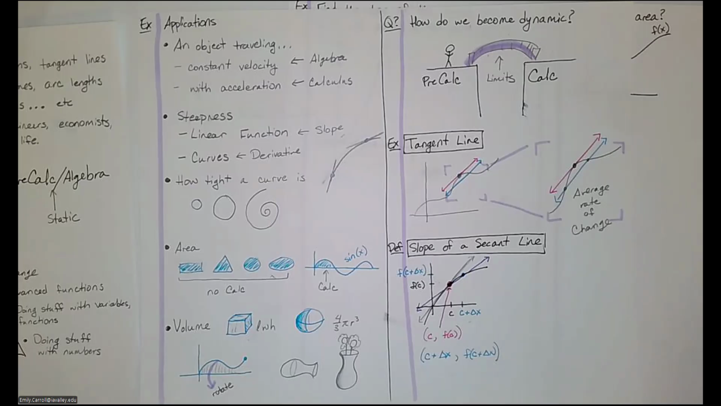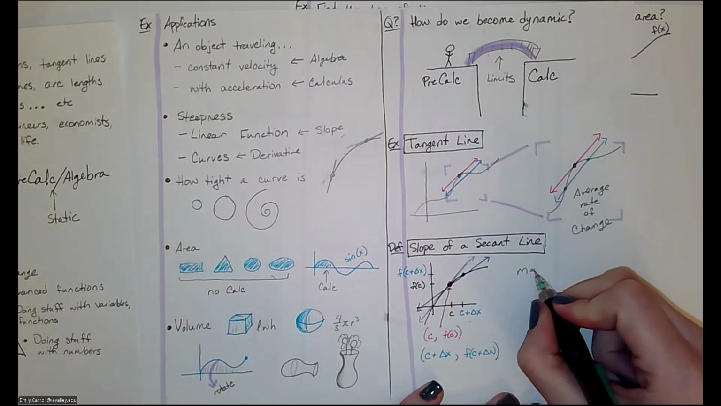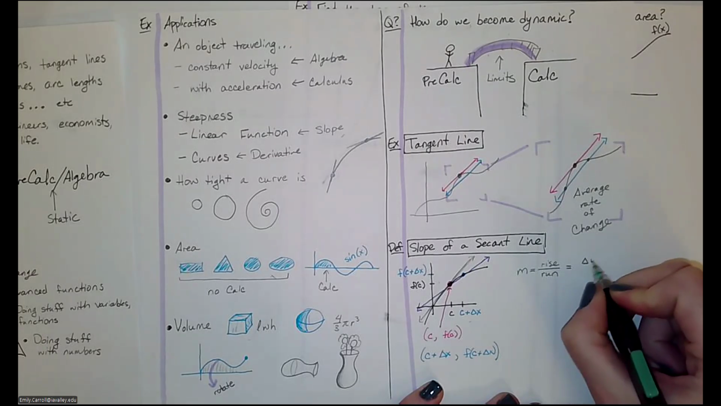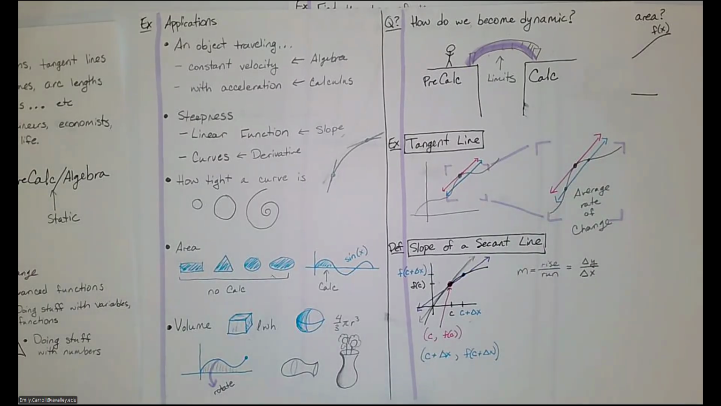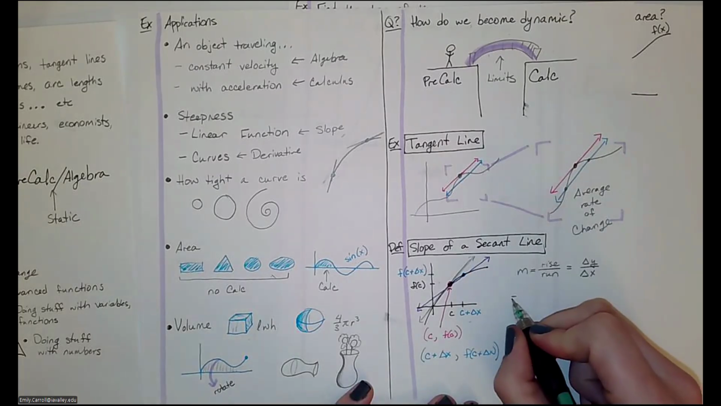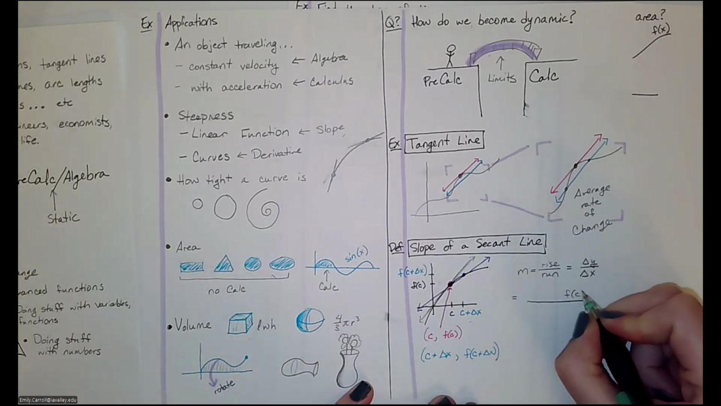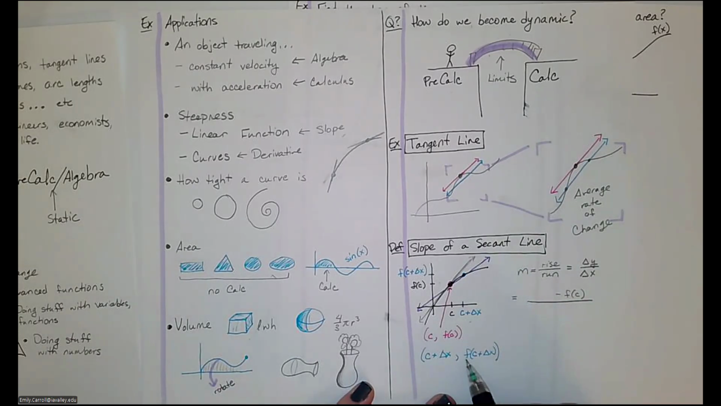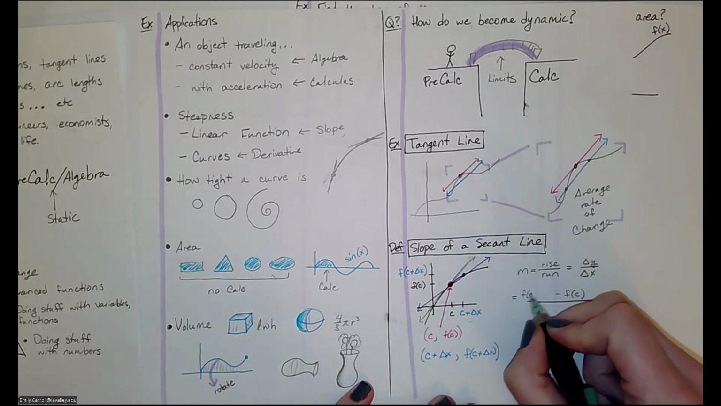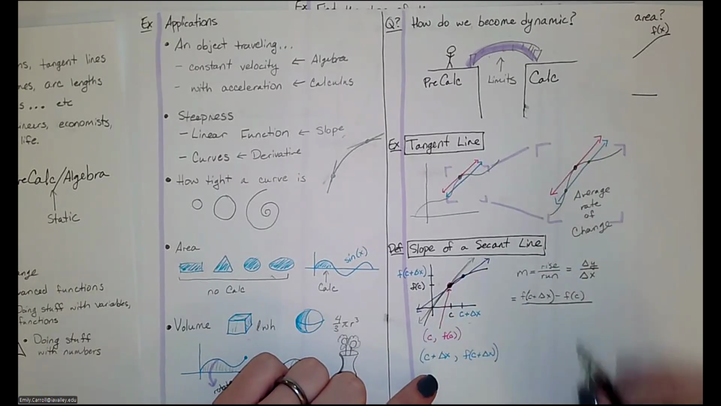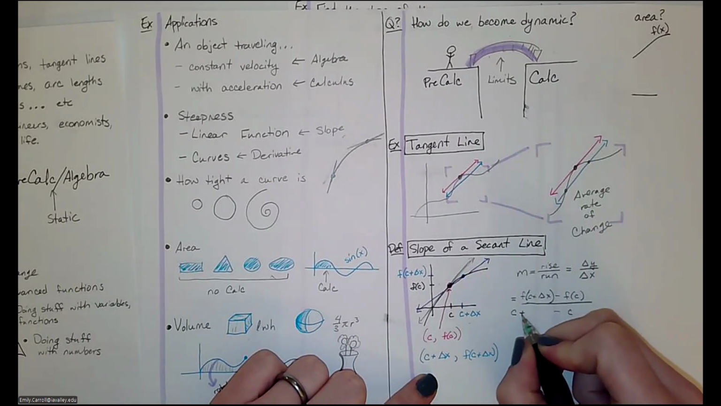This is an algebra question. We know that slope is rise over run, or change in y over change in x, right? So what's the change in y? It started at f of c, and it finished at f of c plus delta x. And then what's the change in x? It started at c, and it finished at c plus delta x.